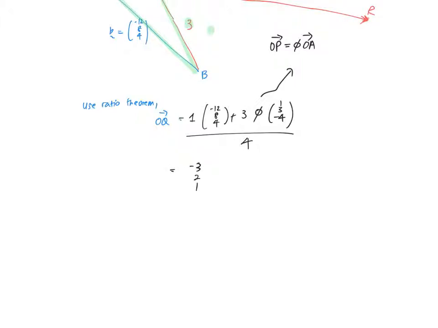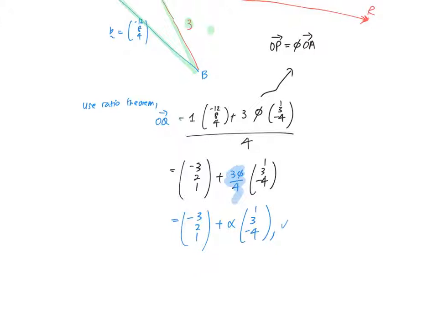I get (-3, 2, 1) plus (3λ/4) times (1, 3, -4). And I can take this whole scalar and write it as another scalar, maybe alpha. So it equals (-3, 2, 1) plus alpha (1, 3, -4), where alpha is real, since 3λ/4 is real. That gives us the form, or the template, of how OQ looks.